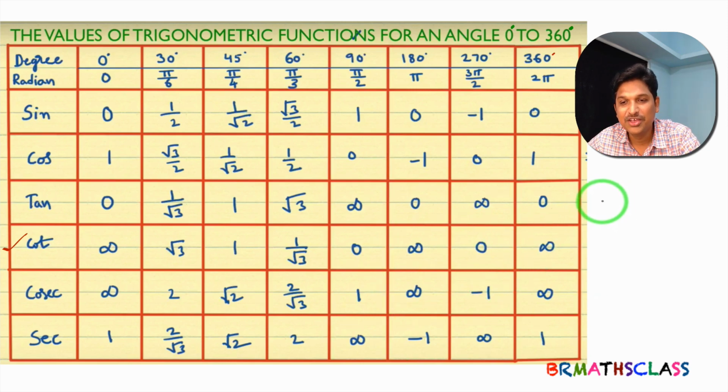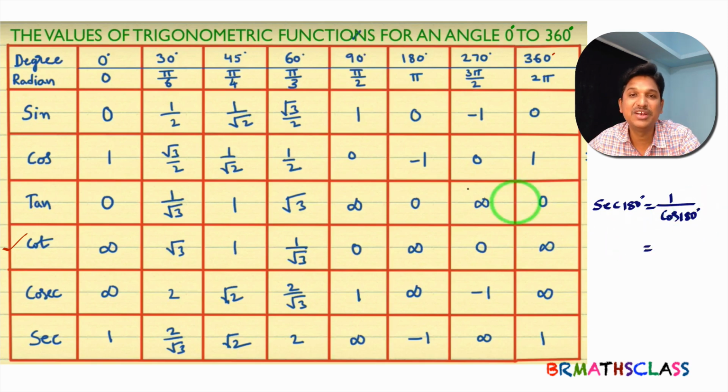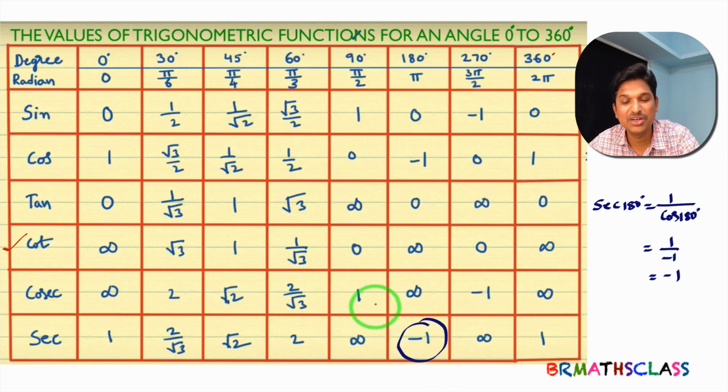For example, if you want secant 180 degrees. What do you know, secant 180 degrees? 1 divided by cos 180 degrees. Cos 180 degrees value is what? Cos 180 degrees value is minus 1. So 1 divided by minus 1 is minus 1. You see here secant 180 degrees value is minus 1.